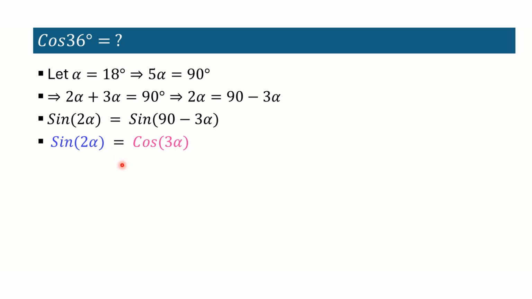Now I am going to use other trigonometric identities. Sine 2 alpha is basically equal to 2 sine alpha into cos alpha. And cos 3 alpha is equal to 4 cos cube alpha minus 3 cos alpha. So these two identities you need to remember to solve this problem.